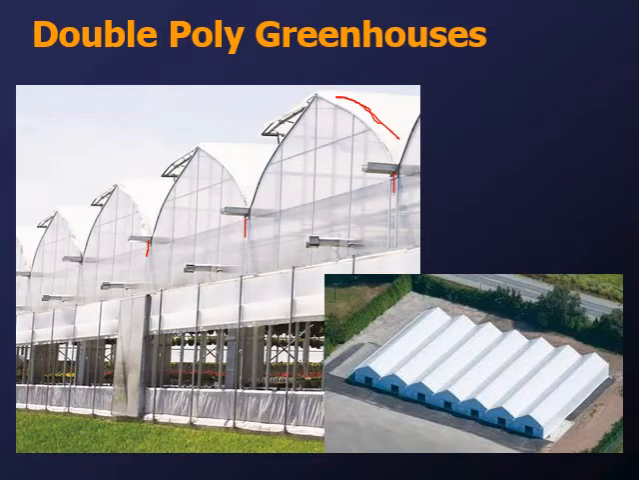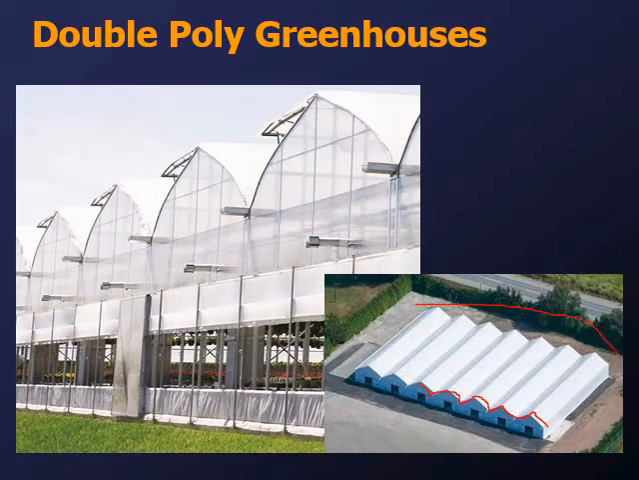So oftentimes companies that are starting out and want a low-cost way to get started will go with double poly for their first range, and then when they finally have some money, they'll build glass. Now this is an interesting picture down here. This is a double poly, what we call apex style, where it's got a pointed peak.